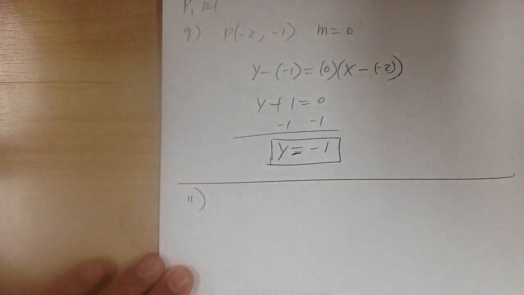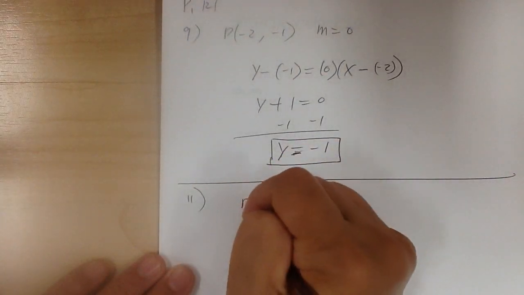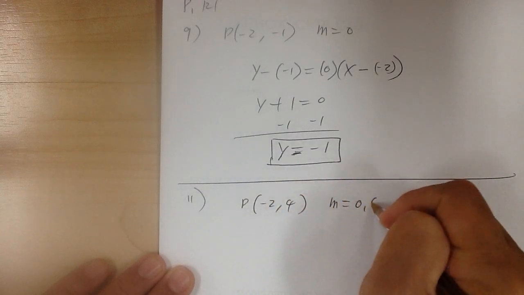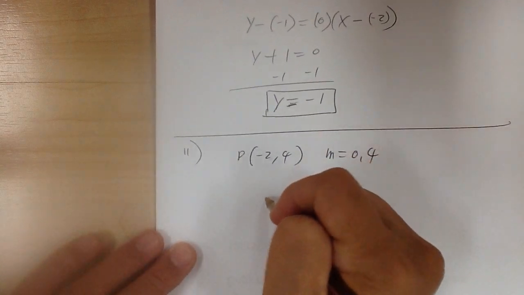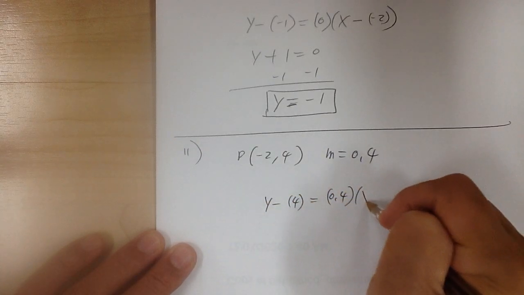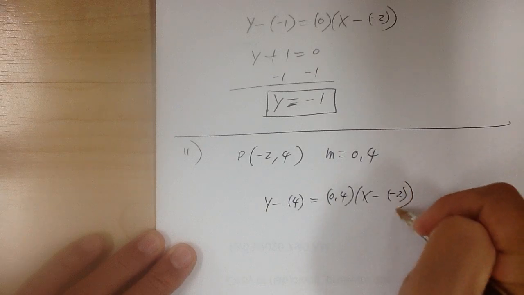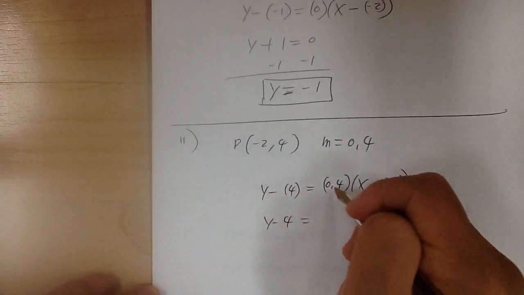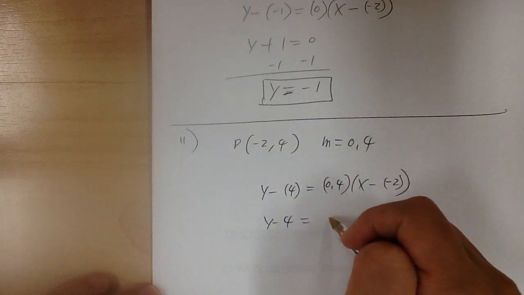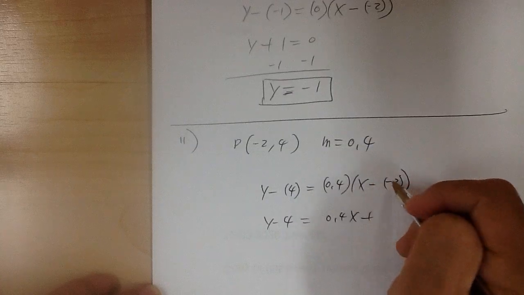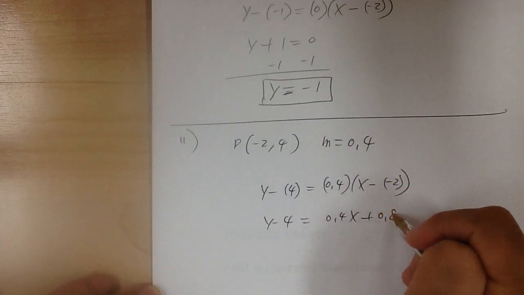Okay, number 11. The point is (-2, 4), and the slope is equal to 0.4. So you can use y minus y1 equal to m times x minus x1. Okay, so that's going to work it out. When you multiply, you're going to get 0.4x, and this becomes plus, right? Negative times negative is plus 0.8.